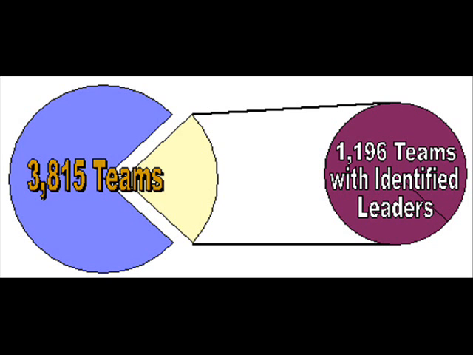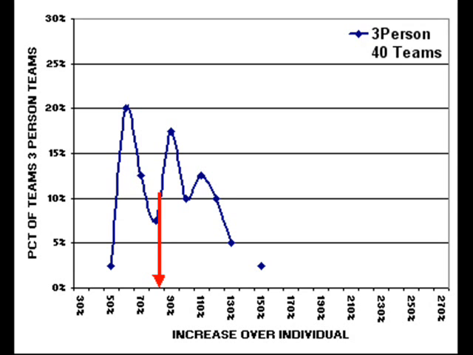To address this issue, we first culled the database. We only accepted teams where we knew who the leader was. This gave us confidence that the team had serious purpose and was focused on matters of material significance. We ended up with 1,196 teams. The teams were then broken down by size. The vertical scale on this slide is the percent of teams within this size group, in this case a 3-person team. The horizontal axis shows the level of diversity.